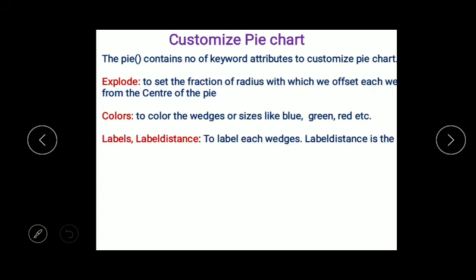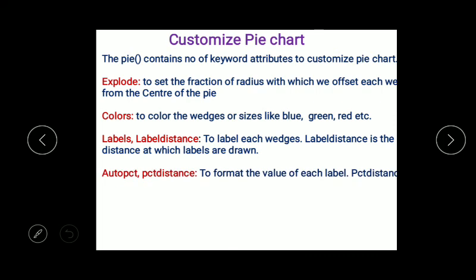Then labels and label distance. Label means the value that we have displayed, C, C++, Java. That is called a label. We already set the x-axis label in the previous bar chart program, x-axis as city, y-axis as temperature. And label distance is the distance at which labels are drawn, that means at what distance the labels will be drawn.